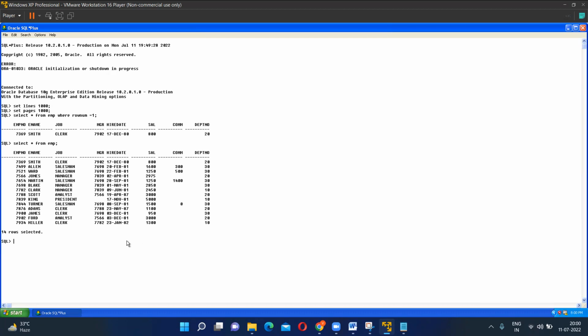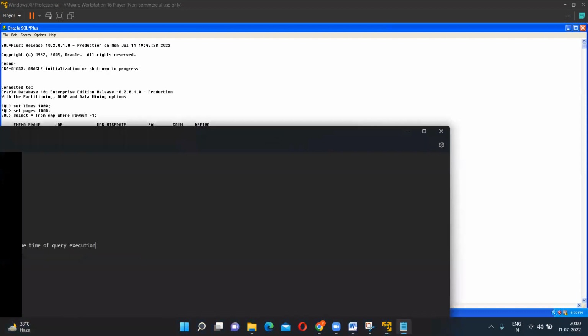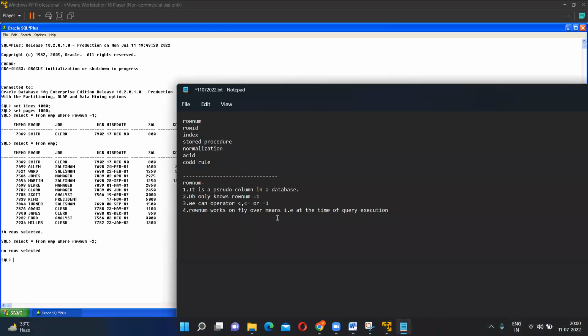And if I want to get the second record? Rownum equals to 2. And then it will give what? No record found. What I told you, we can use only Rownum equals to 1. You tell no row, no row selected. Yes. What I told you, we can use which operators? Rownum equals to 1, less than, less than or equal to, or equal to 1. Yes or no, guys? Yes.